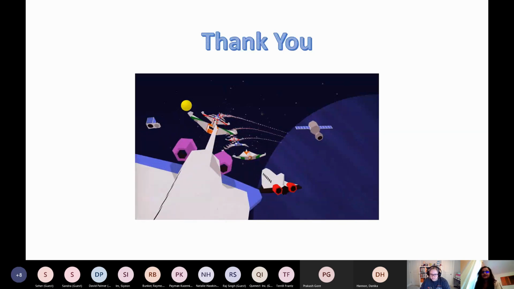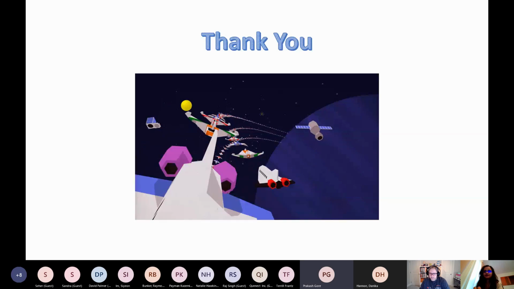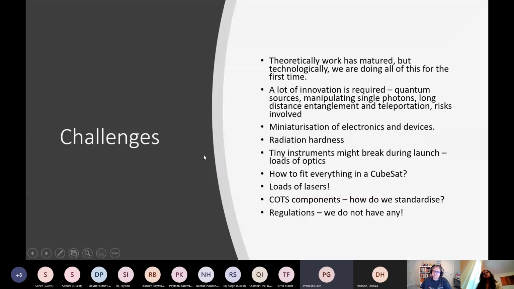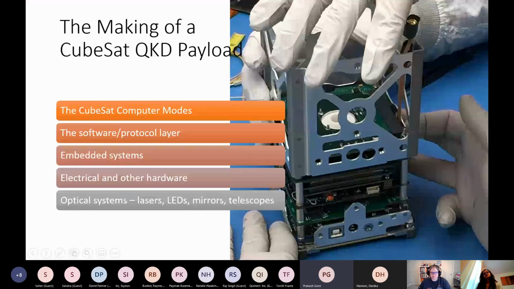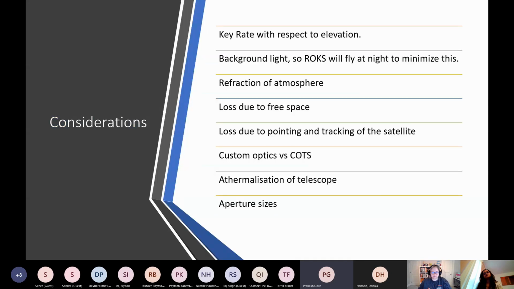Awesome. I see Prakash has their hand up. Yeah, hi Sonali, Prakash here. I just want to ask one question: apart from the cryptography and the network sides, do you see any other applications of quantum in space?